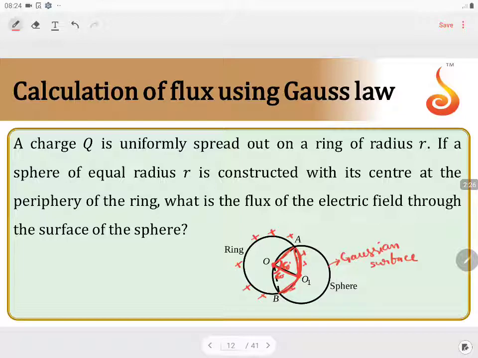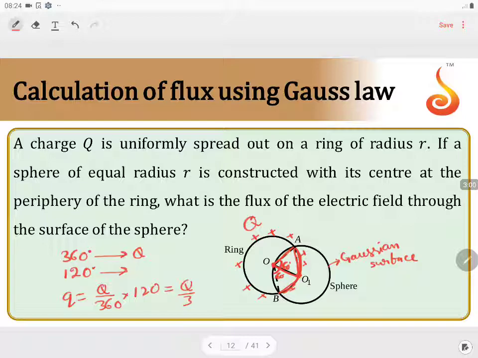The total charge that is put on the ring is Q. That is, for 360 degrees, the charge is Q. Then for 120 degrees, what is the charge? It is Q by 360 into 120, which will be equal to Q by 3. So the charge inside the Gaussian surface will be Q by 3.